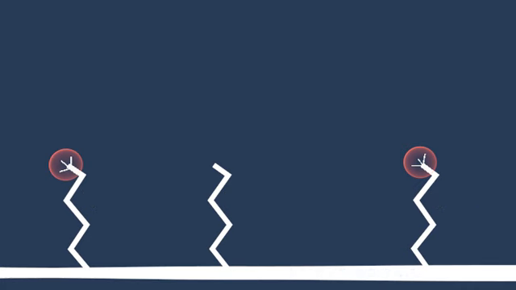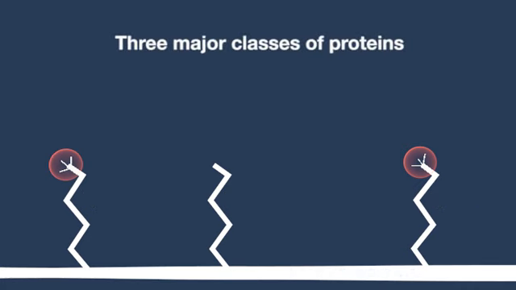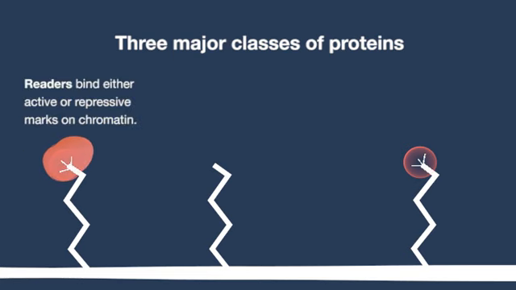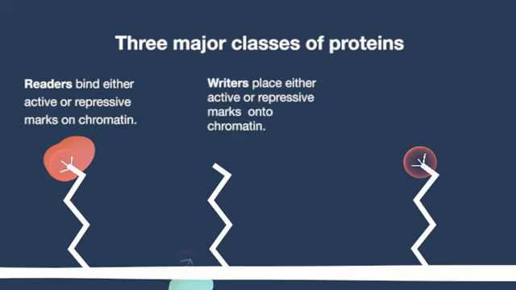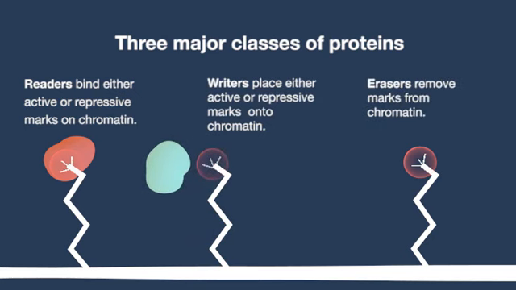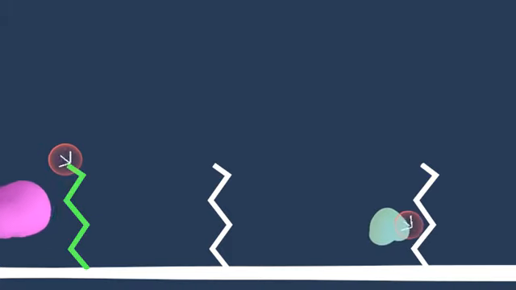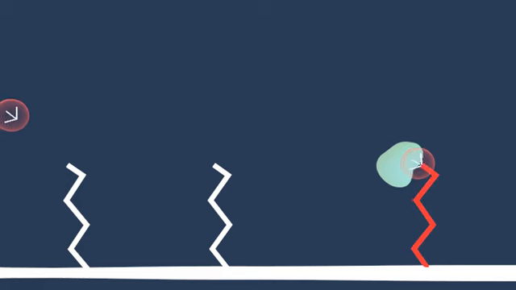Epigenetic regulation is established and maintained by three major classes of proteins, or enzymes, that play distinct but intertwined roles during this process. Readers bind either active or repressive marks on chromatin. Writers place either active or repressive marks onto chromatin. Erasers remove marks from chromatin. These enzymes perform their job simultaneously, meaning that an active mark might be erased at the same time that a repressive mark is placed, and vice versa.